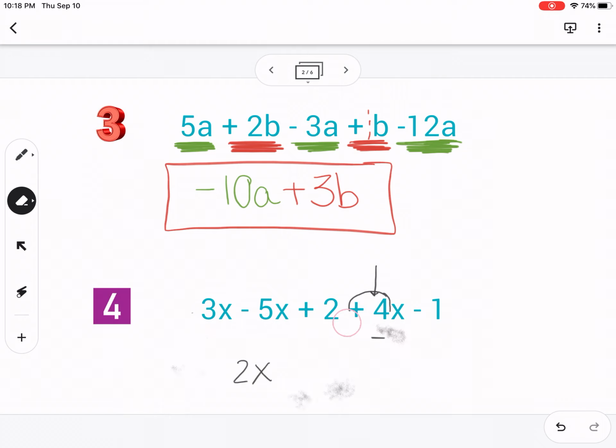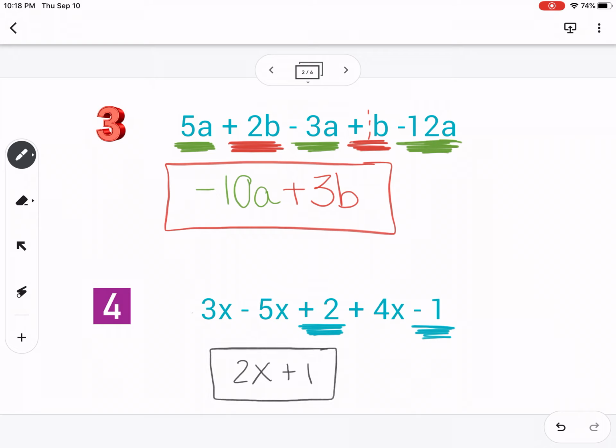Then I'm going to look at all of my constants. So my constants would be the plus 2 and the minus 1. So plus 2 minus 1 is positive 1. Get in the habit of circling or boxing your final answers.